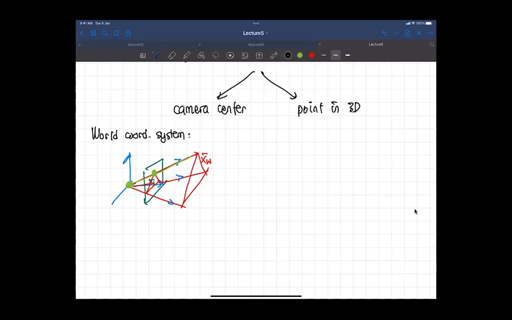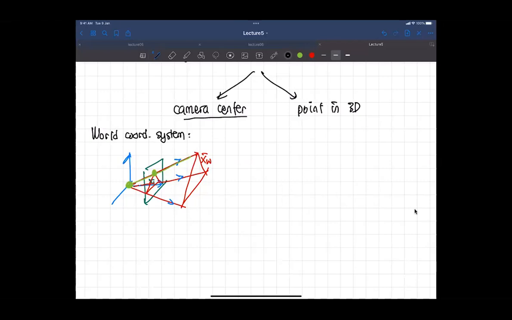Because if you have these 2 points in different systems, you cannot connect the points. You have to make the points be in the same coordinate system. And in this case, we choose the world coordinate system as the reference system. Anyway, so we have to find the camera center in the world system.